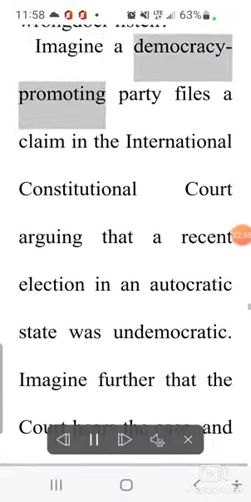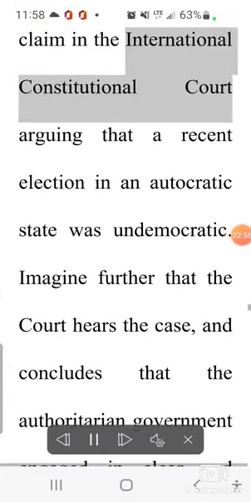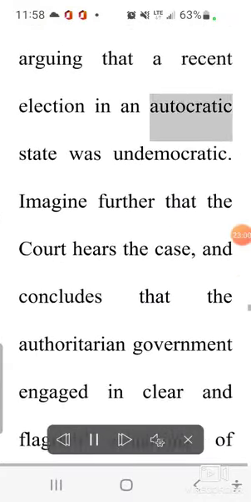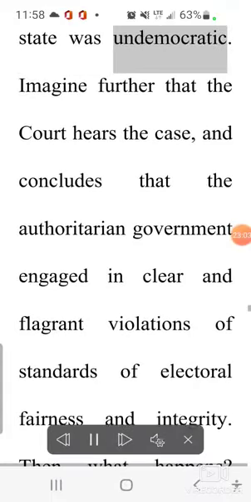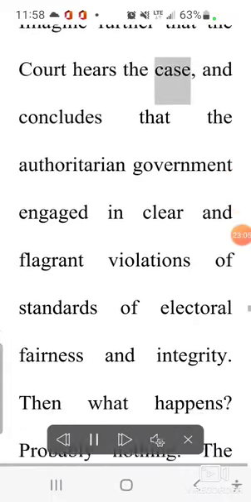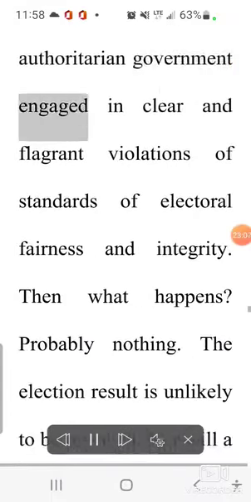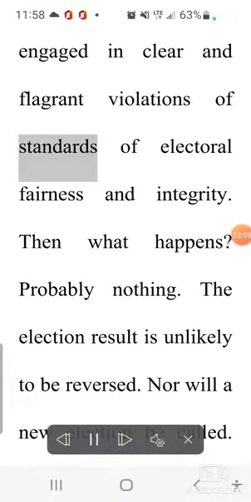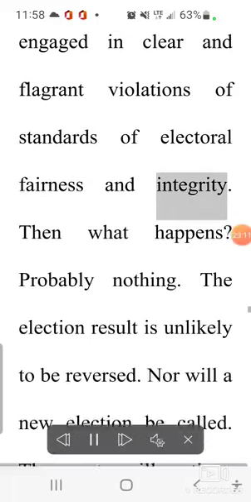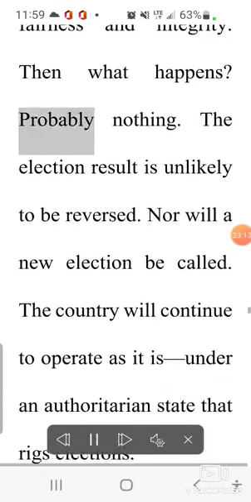Imagine a democracy-promoting party files a claim in the International Constitutional Court arguing that a recent election in an autocratic state was undemocratic. Imagine further that the court hears the case and concludes that the authoritarian government engaged in clear and flagrant violations of standards of electoral fairness and integrity. Then what happens? Probably nothing.